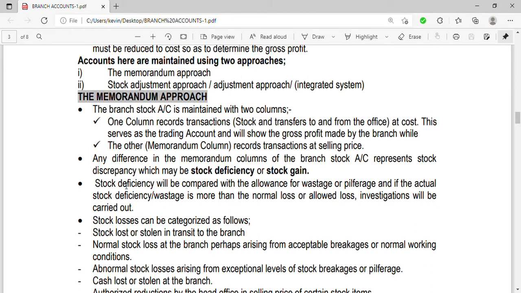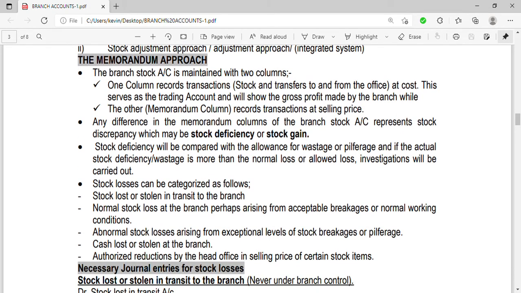Any difference in the memorandum columns of the branch stock account represents stock discrepancy, which may be stock deficiency or stock gain. Stock deficiency will be compared with the allowance for wastage. If the actual stock deficiency or wastage is more than the normal loss or allowed loss, investigations will be made.